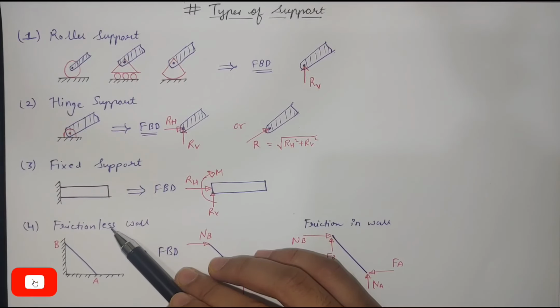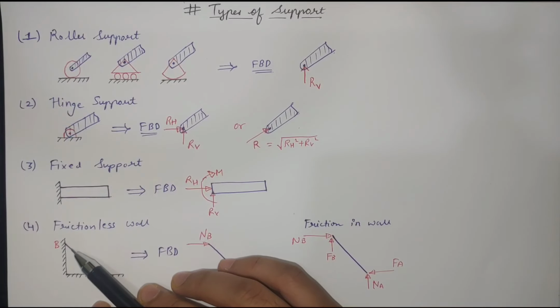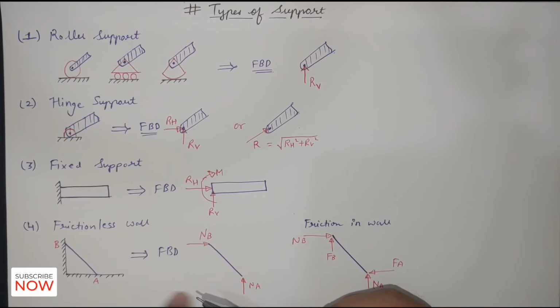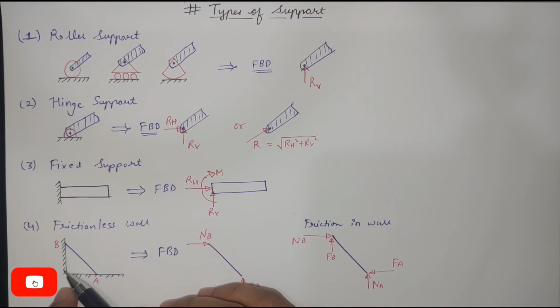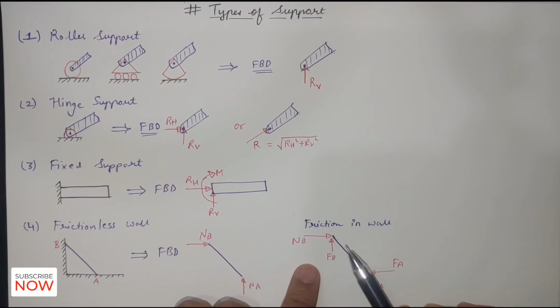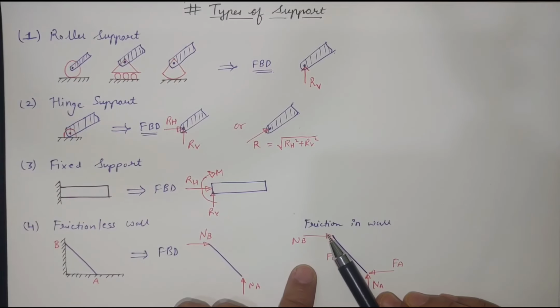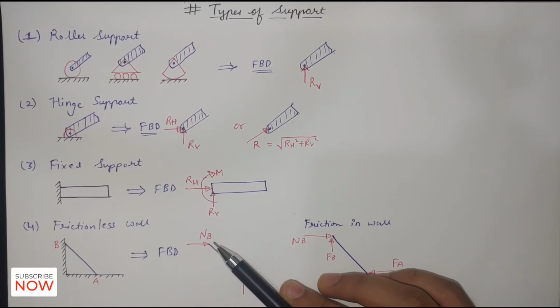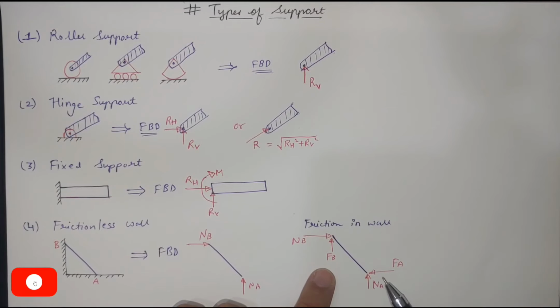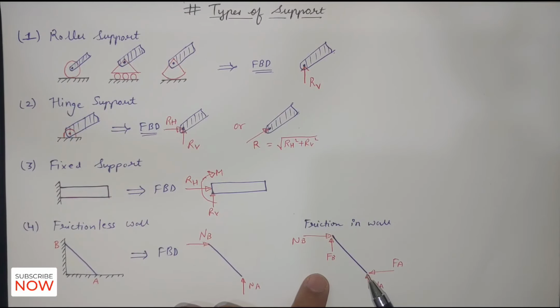But if the question says there is friction at points A and B, that is, the wall and the floor have friction, then at point A we get a normal reaction, at point B we get a normal reaction, but additionally in this case we get two friction forces: friction force Fa and friction force Fb. These forces will be in the opposite direction of the motion.